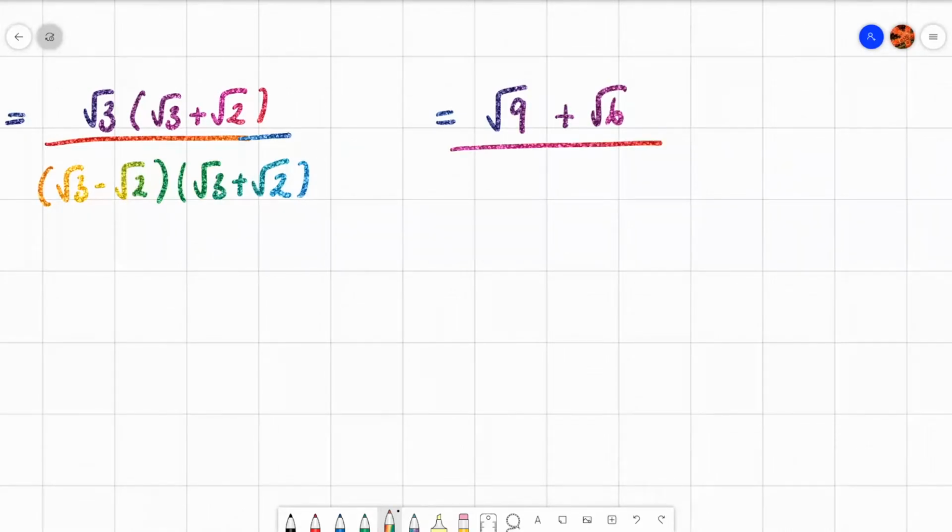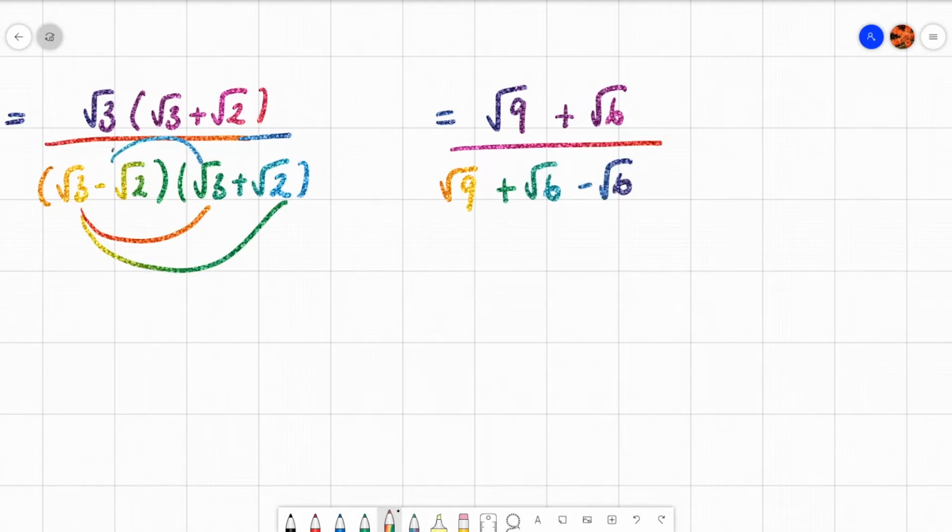Okay. The bottom now, so square root of 3 times square root of 3 is square root 9. Square root of 3 times square root 2 is plus root 6. Minus root 2 times root 3 is minus root 6. And then minus root 2 times root 2 is minus root 4.